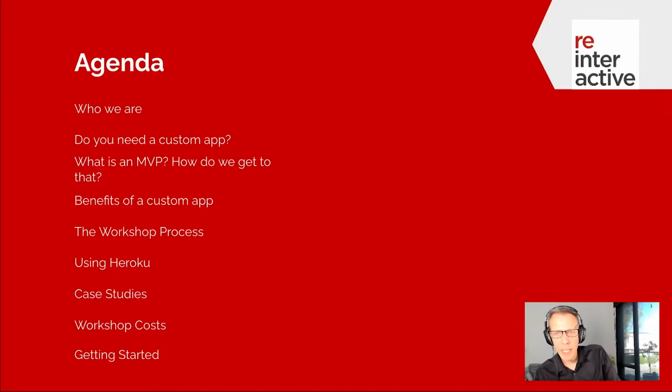So what we're going to try to cover off today, there is a lot to get through here. First of all, who we are, who ReInteractive is as a company. Do you need a custom application? We're going to try to qualify that. Do you actually need that? We're going to cover off what is an MVP, a minimum viable product. Very briefly, that's a whole webinar in itself, but we'll have a brief look at that. The benefits of a custom application as opposed to something off the shelf. What that workshop process is that we've discussed.